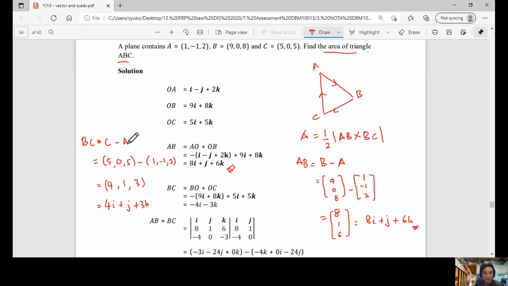Okay, wrong, because the formula is wrong. Why? Because C minus A is supposed to be C minus B. So the formula is C minus B. That is very important for you guys to write the correct formula in your solution. Okay.